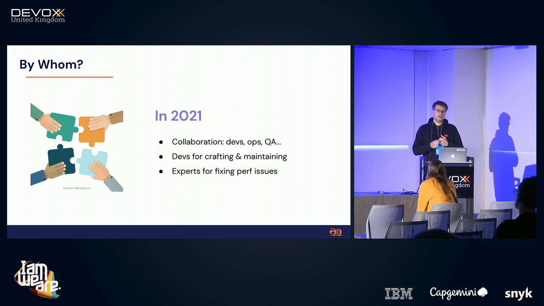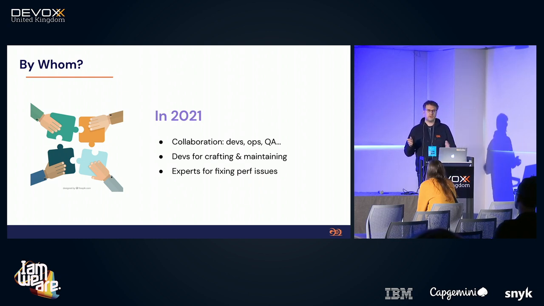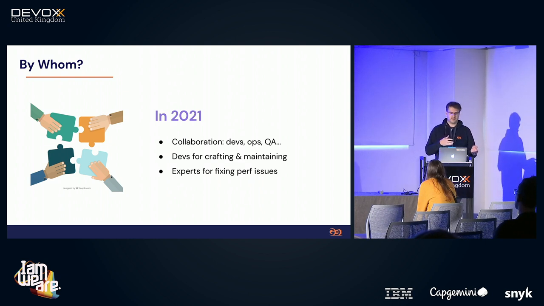You probably still need QA people because they'll think about the use cases, and typically the unusual, non-nominal ones, where developers tend to think only about the happy path. And finally, you probably need some experts, but not to craft and maintain the test, but to help with fixing the performance issues, where they would have really high value.